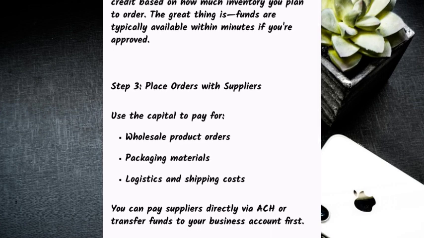Step 2. Log into your Kabbage account. Now you can request a draw from your Kabbage line of credit based on how much inventory you plan to order. The great thing is funds are typically available within minutes if you're approved.